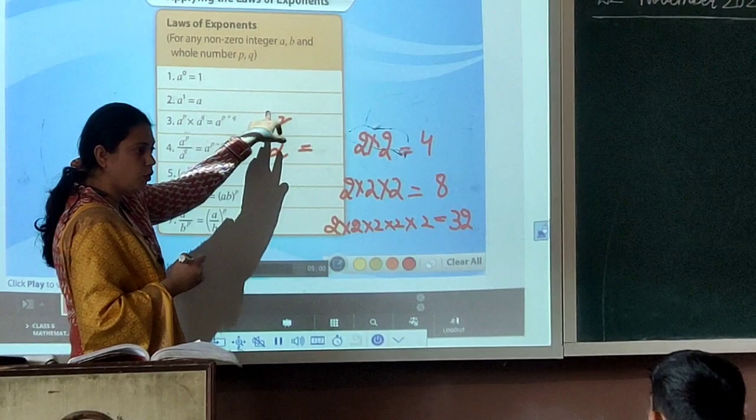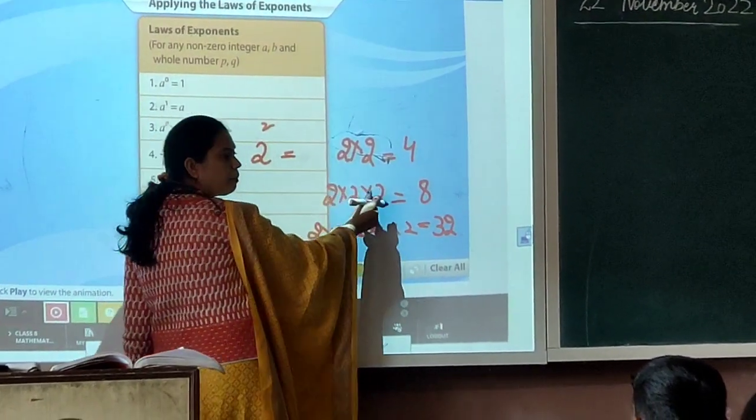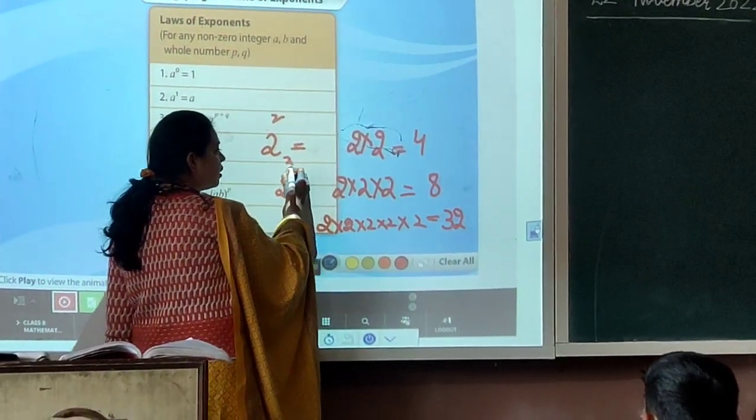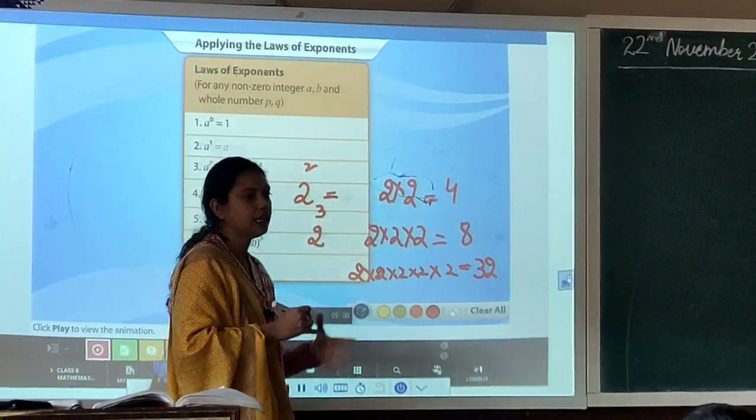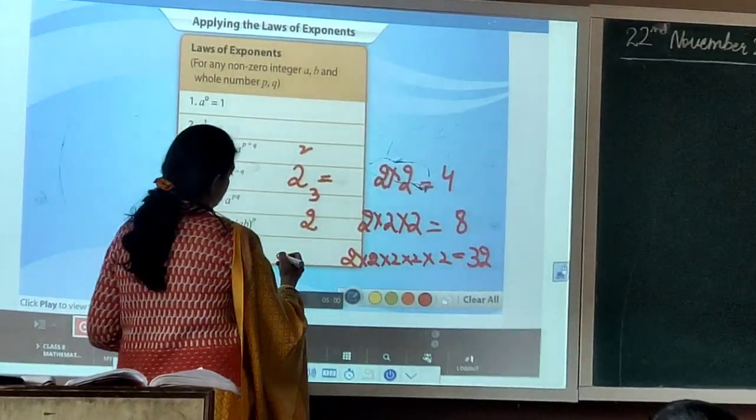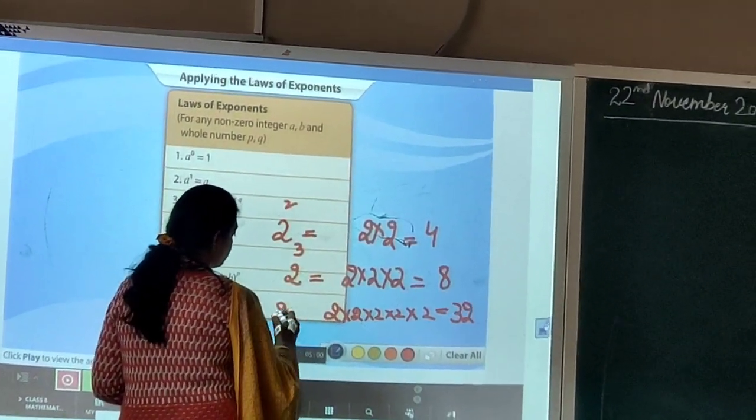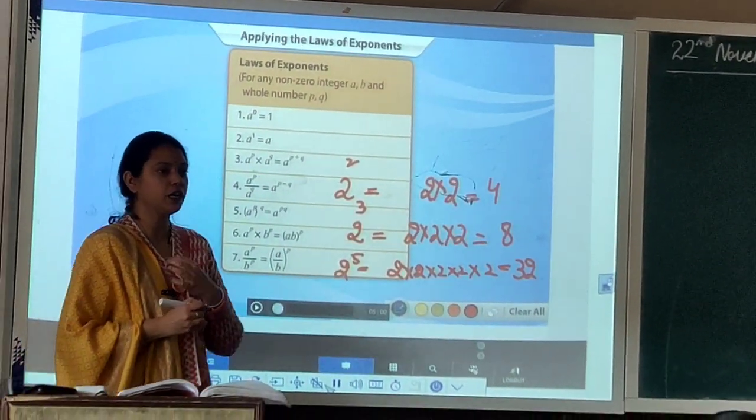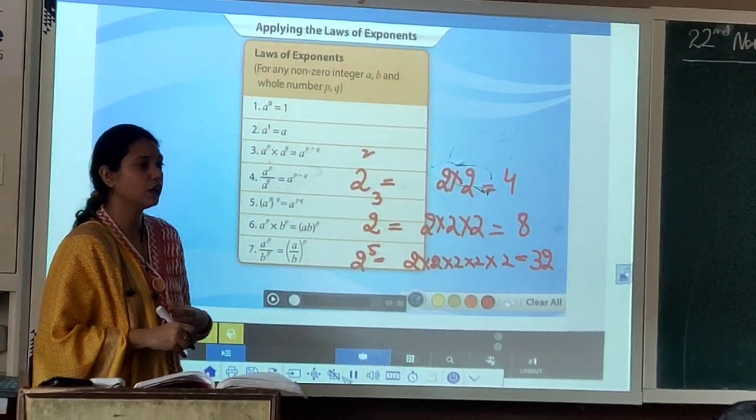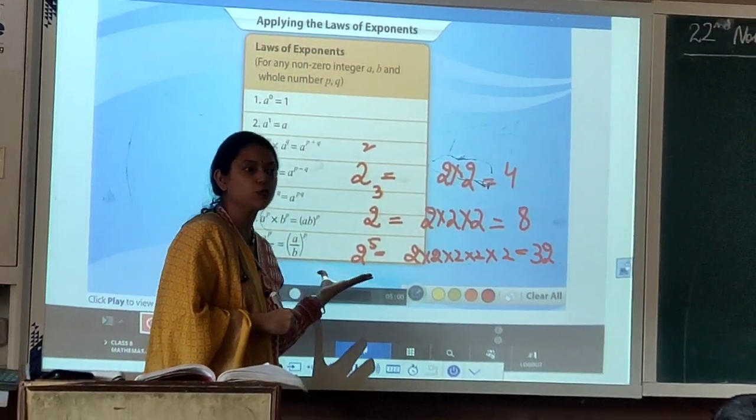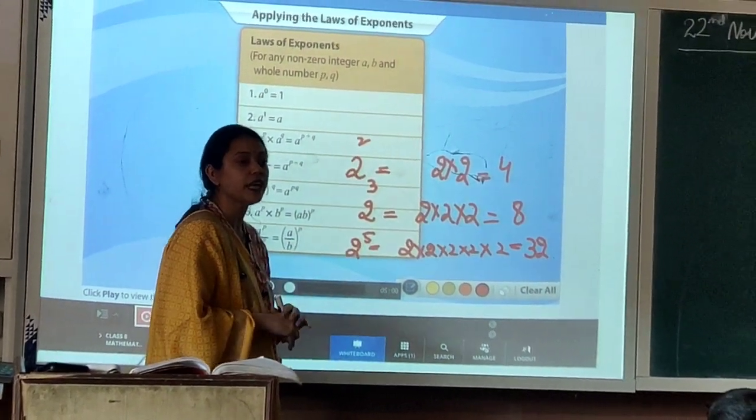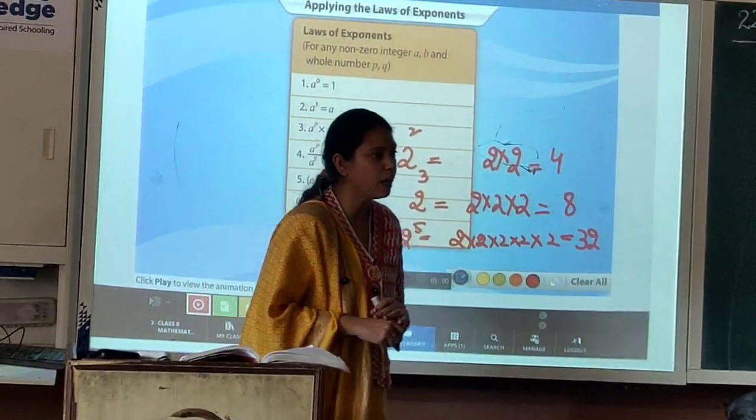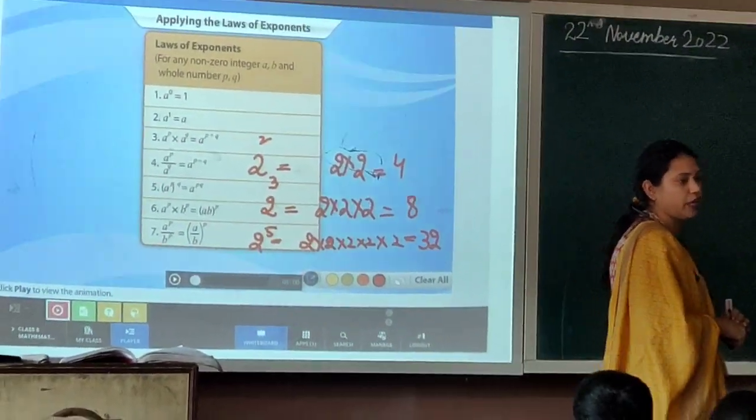2 multiplied by itself is 2 raised to power 2. Again 2 can be multiplied how many times? 3 times. So I can write it as 2 raised to power 3. Now again 2 is multiplied how many times? 5. It means this is equal to 2 raised to power 5. Multiplication of any number by itself gives rise to the concept of exponents. So these are known as exponents. Ready? Multiplication of any number by itself is known as exponents.